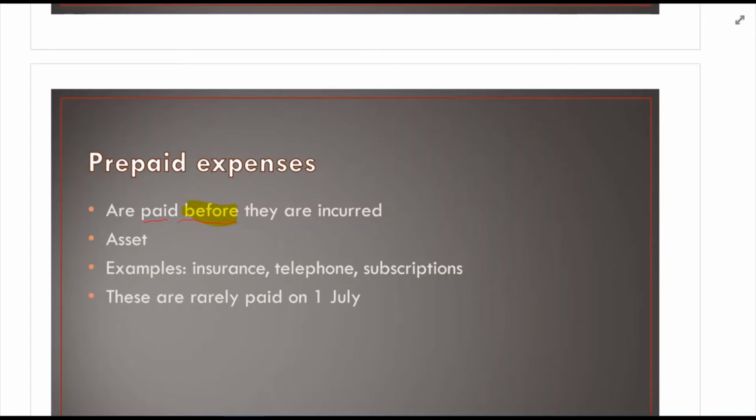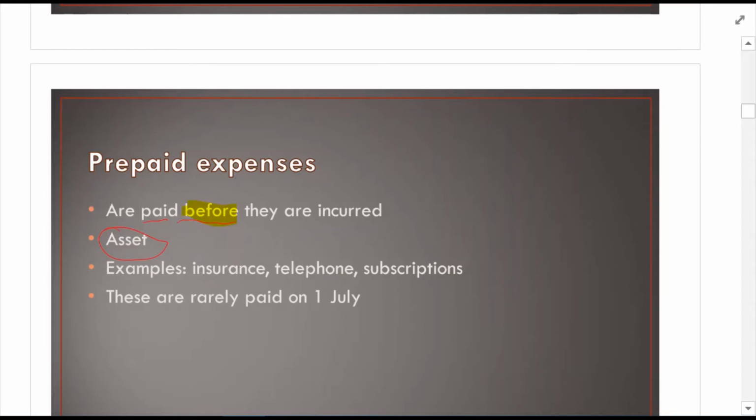We call them an asset. It means that we've paid some money towards something, we haven't received the service yet. So it's kind of like an accounts receivable. I like to liken it to that. We've paid for something we haven't received yet. Okay, so it's an asset.